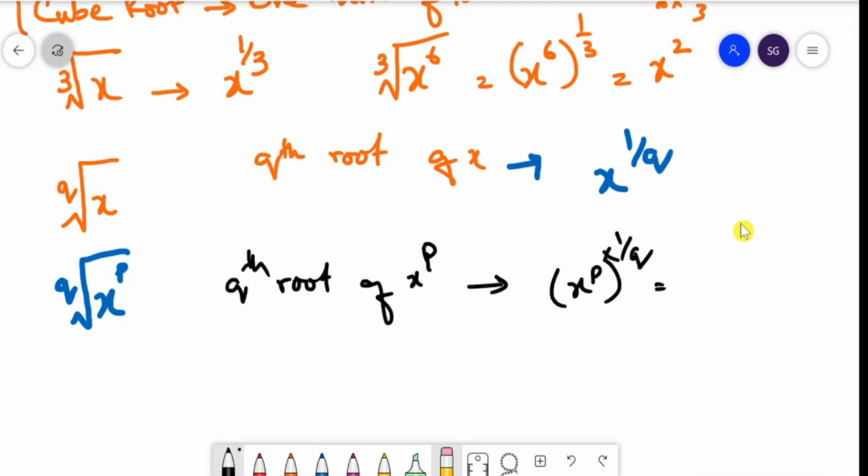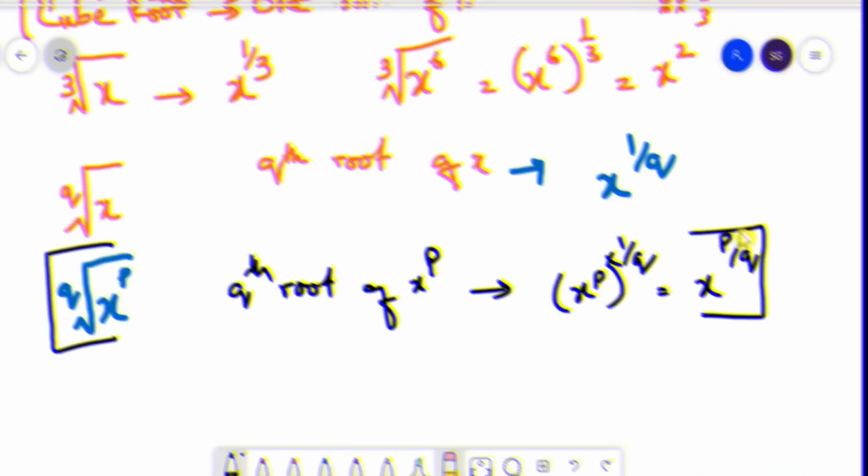You see, if you multiply these, this is power of power, so they will be multiplied, and this can be written as p over q. So in short, if it is the qth root of x power p, we will write it as x power p over q. So this is our important result here.